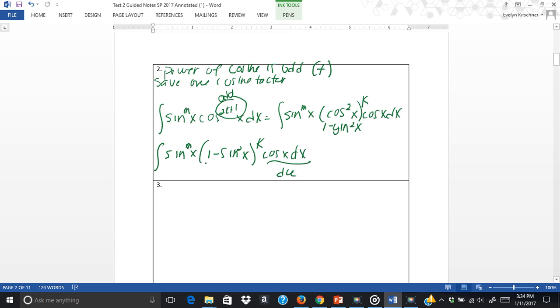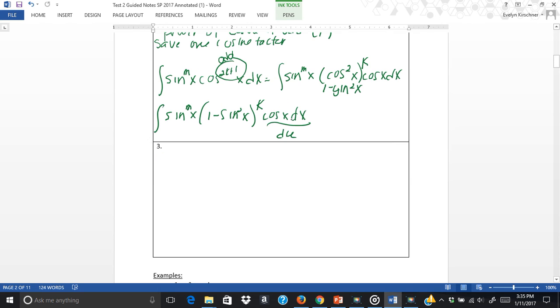We have one more. The last one is when the power of sine and cosine are even, and of course positive. Well, actually they could be 0, even and positive, or just non-negative. Okay, so I'm going to use those identities I was talking about. So I'm going to use these two identities.